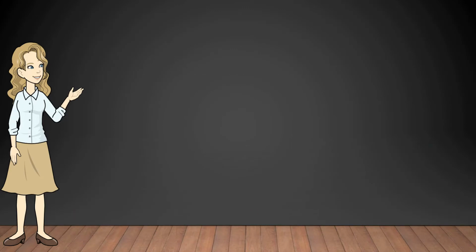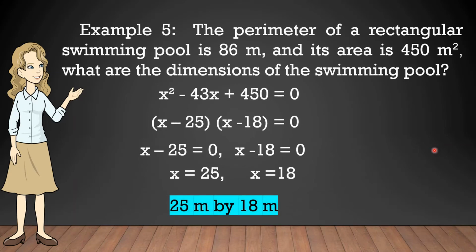Okay, number 5. For the fifth example, the perimeter of a rectangular swimming pool is 86 meters and its area is 450 square meters. What are the dimensions of the swimming pool? Again, perimeter. What is the perimeter? 86. Get the half of 86 and that is 43. So we have the product 450.